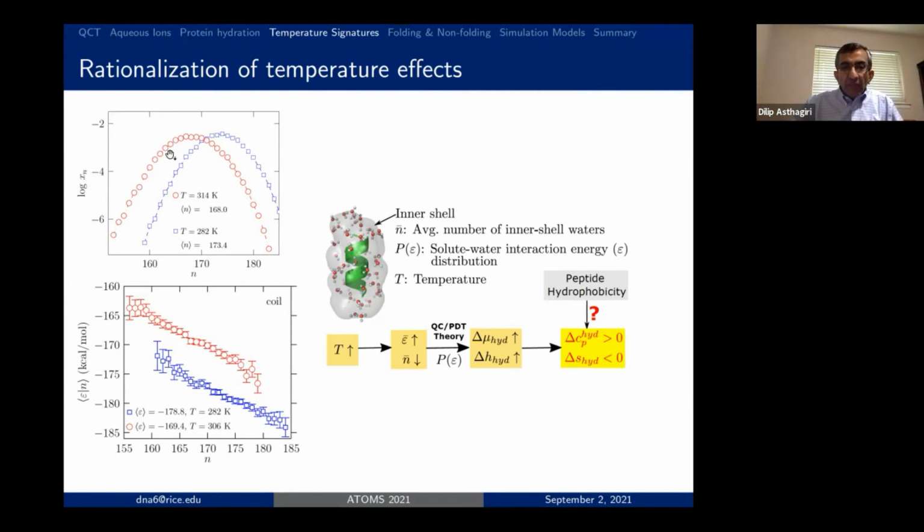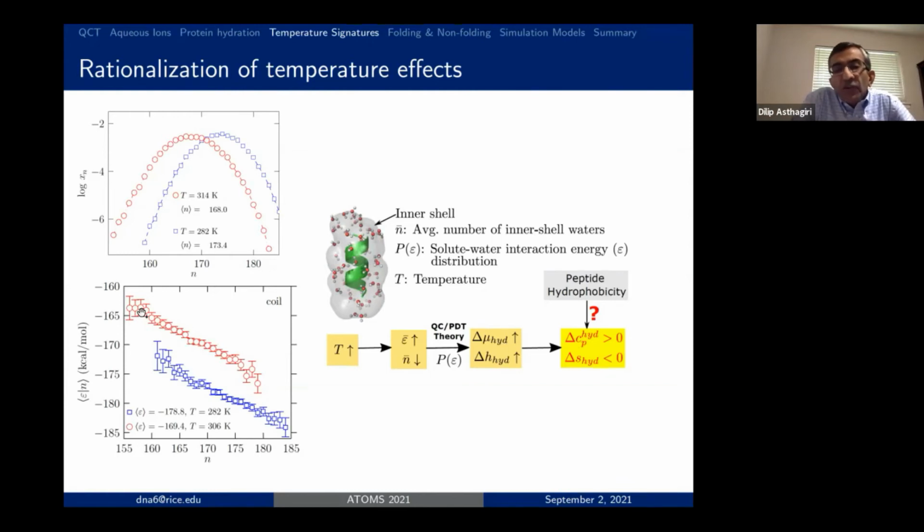And if I look at the binding energy motivated by theory, the binding energy versus coordination number, what you find is that at higher temperatures, the binding energy is higher relative to the binding energy at a lower temperature. And for the same occupation state, the binding energy is going to be lower, and this distribution is also shifted to the left.